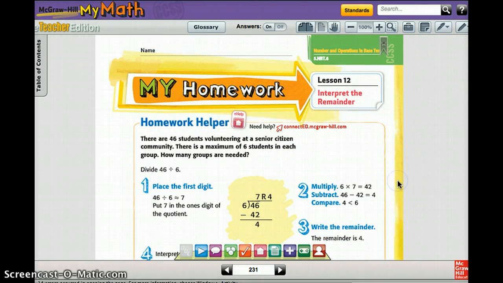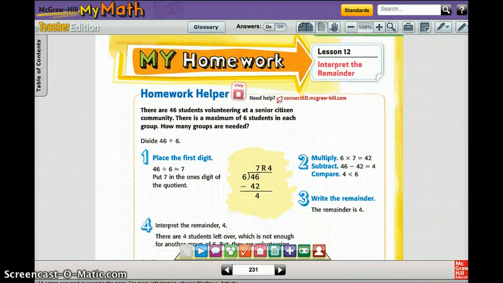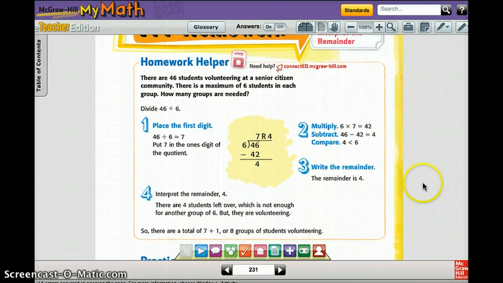Okay, so go ahead and look at your homework helper if you need another example, which is on page 231. And this gives you another good example of how to interpret that remainder.